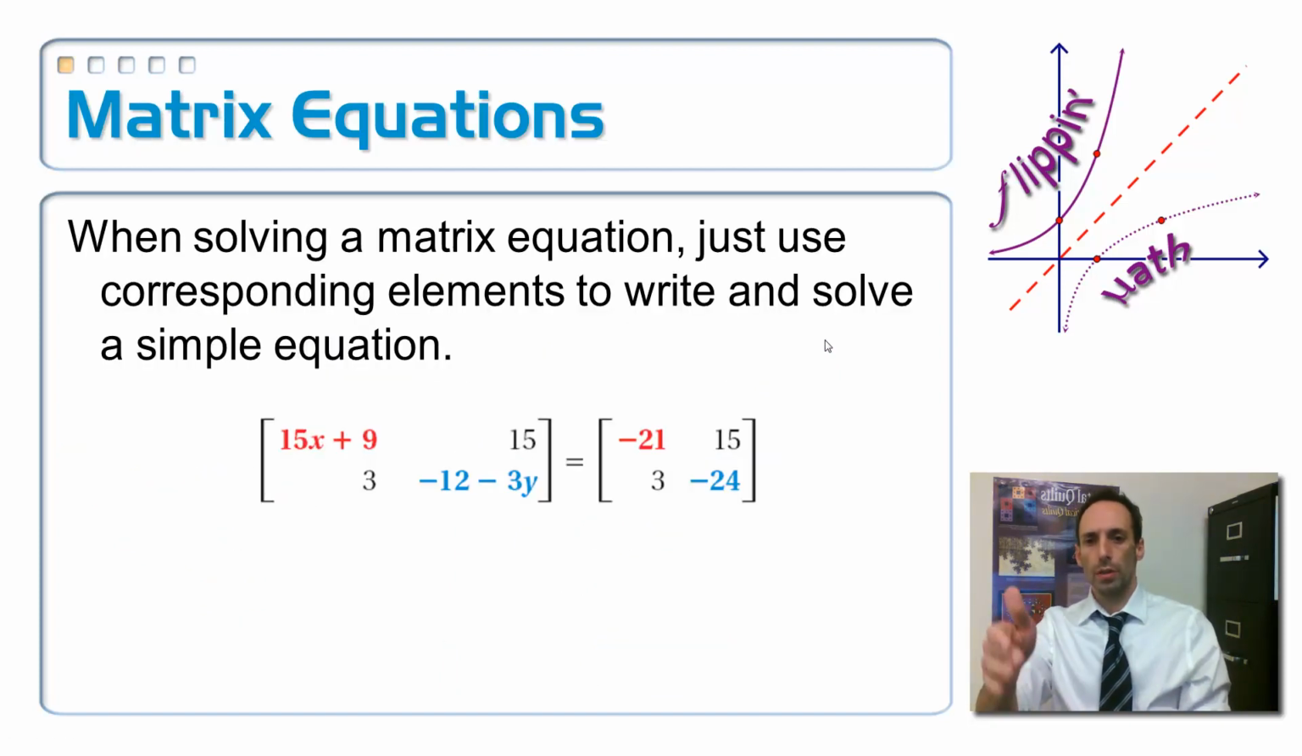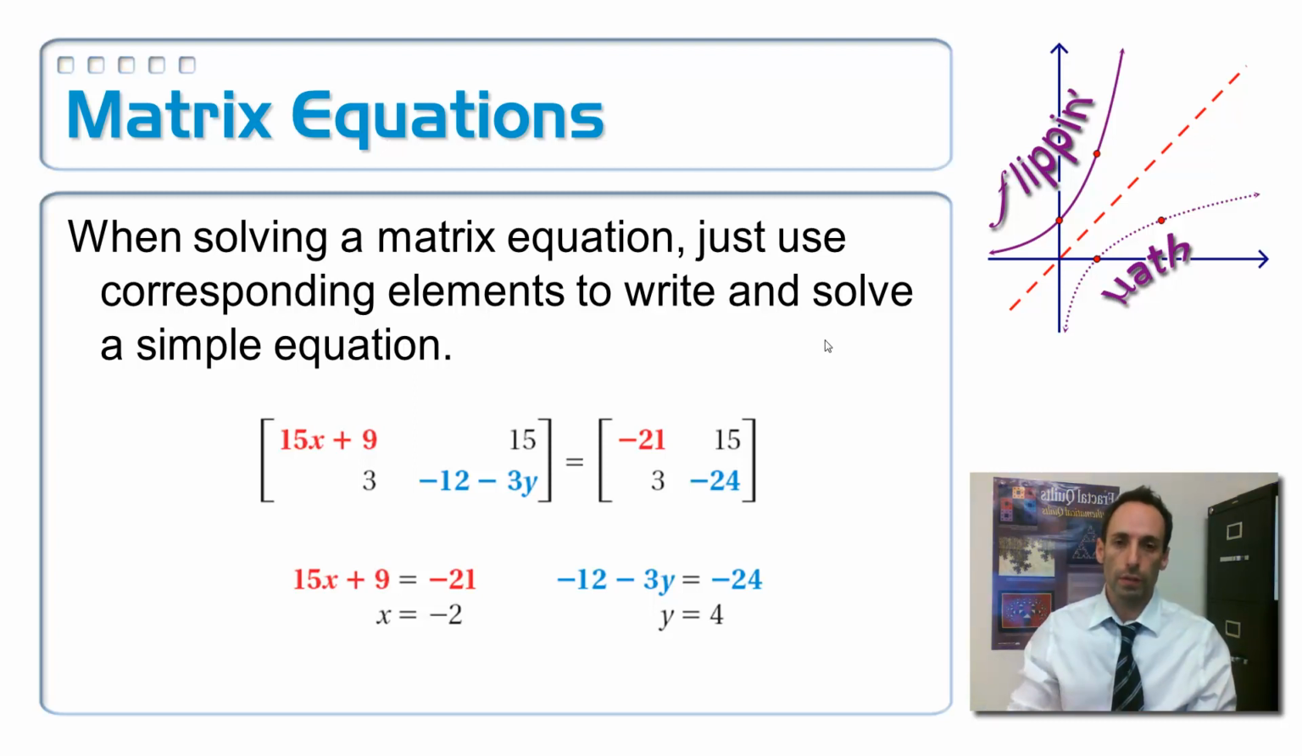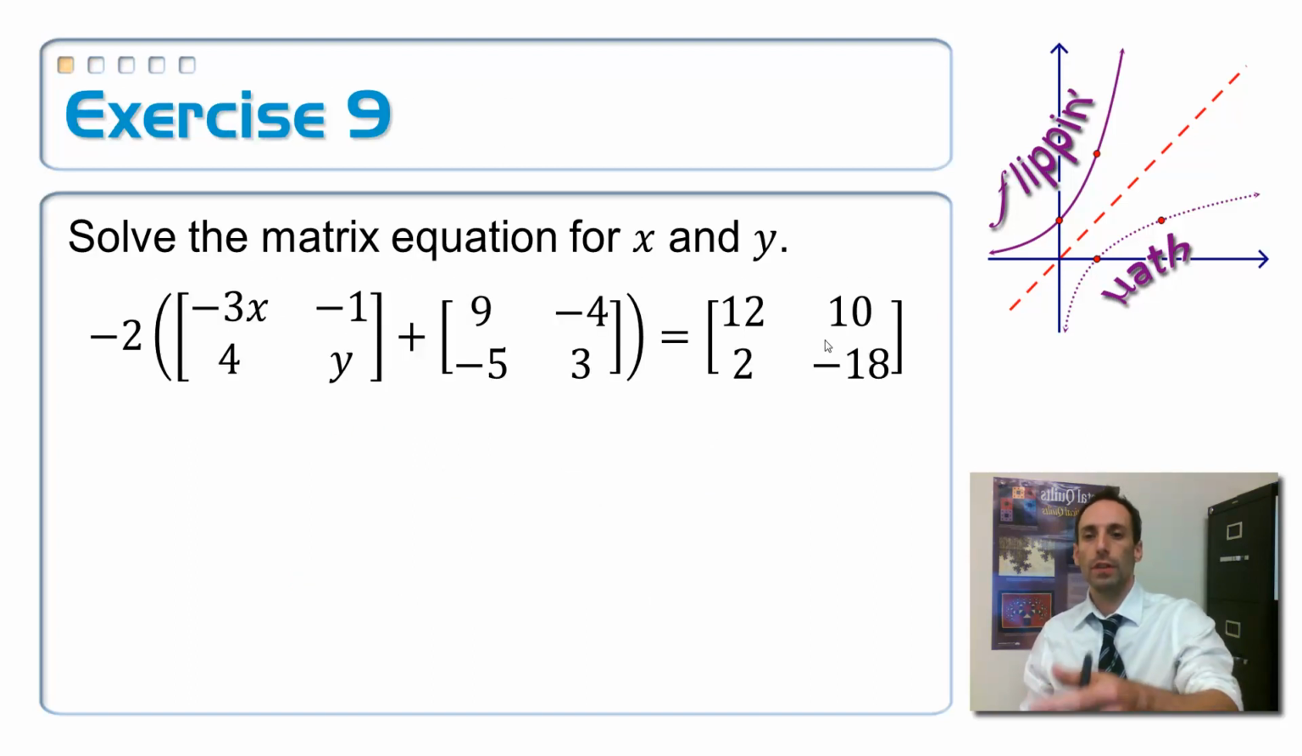So all you have to do when solving a matrix equation of this type is just use the corresponding elements to set yourself up an equation. So for example, on this one, the 2 red ones, they correspond. So you have the simple equation 15x plus 9 is equal to negative 21. Solve that for x. The 2 blue entries have to be the same. So negative 12 minus 3y should be equal to negative 24. And solve that one for y. Okay? So why don't you give it a try here on exercise 9. Solve that matrix equation for x and y by just making an equation, corresponding elements.